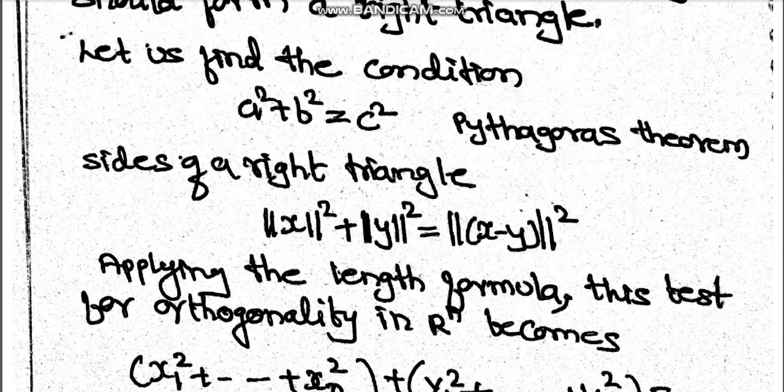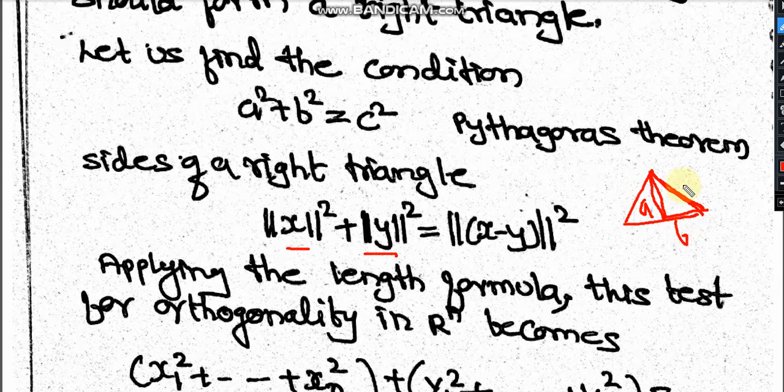And how do you find the sides of the right angle triangle? You can see here, applying a length formula. This is the test for orthogonality. So here, x square plus y square, or x minus y whole square. This way I have a right angle triangle. This is your x and this is your y, and this I can call A, this B, so it becomes your C. So you can consider ABC as a right angle triangle.